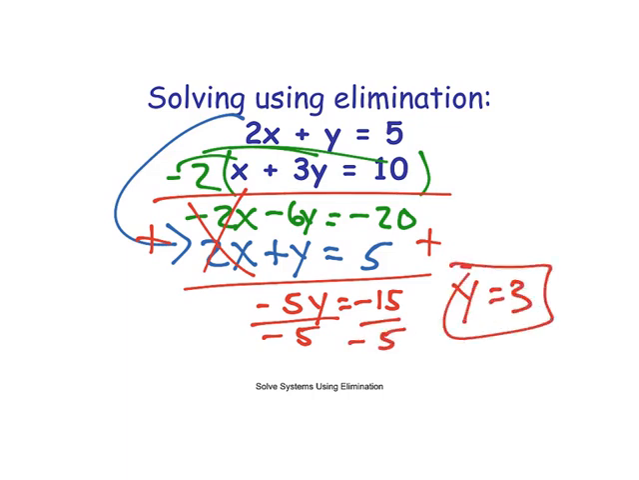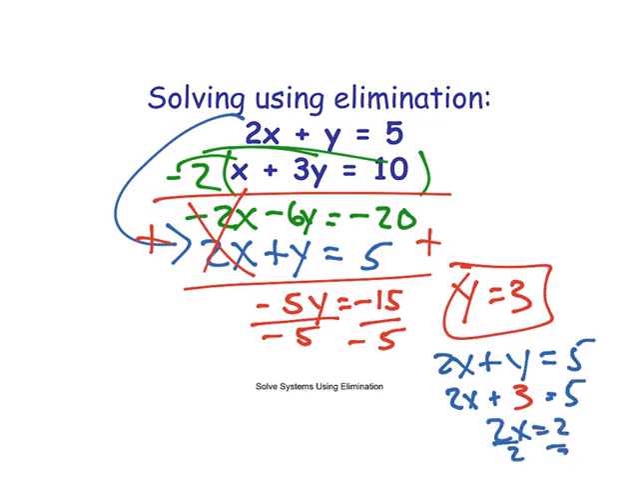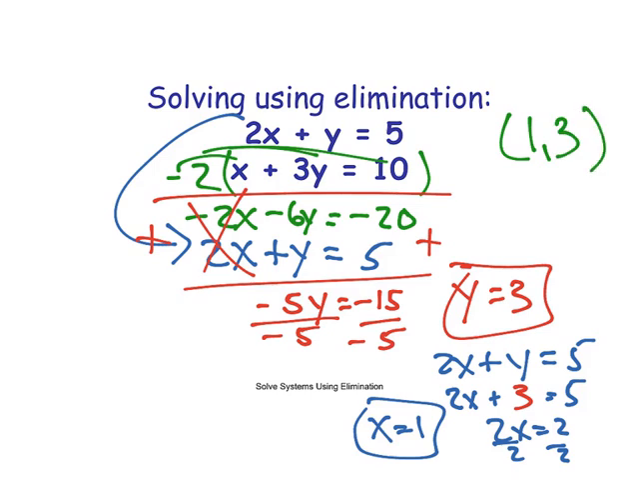Let's use the first equation, 2x plus y equals 5. So y is equal to 3, so it should be pretty evident that x is going to be equal to 1. So my solution should then be 1, 3. Checking the first one, 2 plus 3 is 5. Checking the second one, 1 plus 9 is 10.